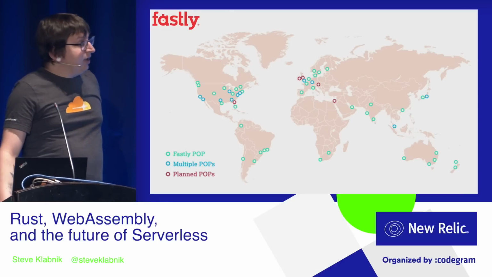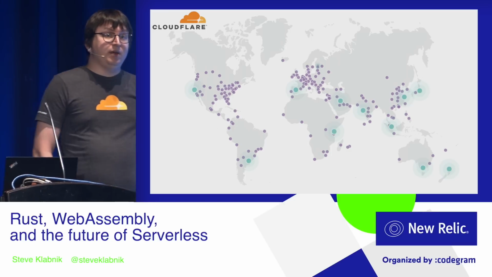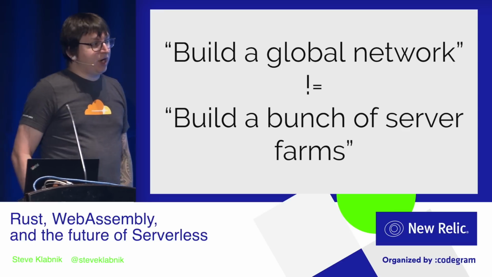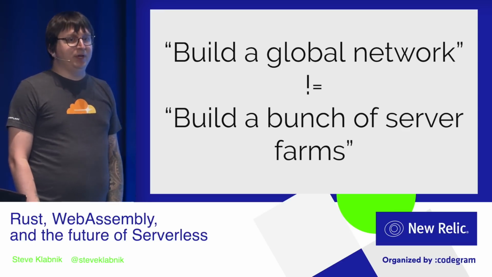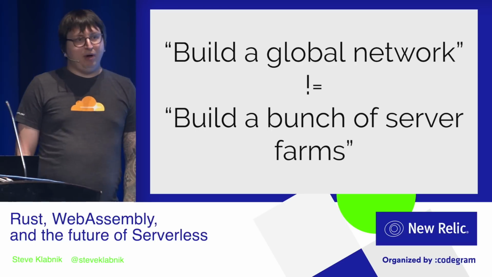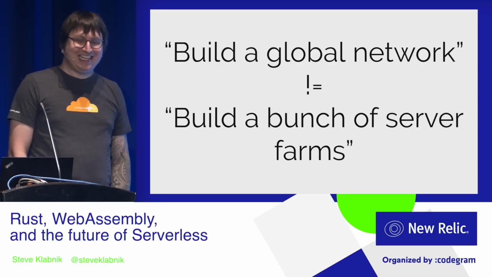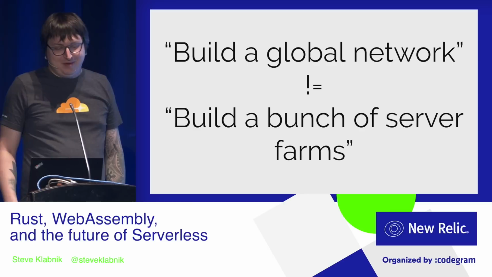But if you look at the network of people like Fastly or Cloudflare, there are significantly more locations around the world. That's because they were trying to build a global network for CDN and security purposes, and they weren't trying to build a bunch of server farms. But both of these are basically giant buildings with a bunch of computers in them. So at some point, Cloudflare and Fastly both realized, hey, we sort of have a bunch of server farms, and we have a lot more of them than AWS does.